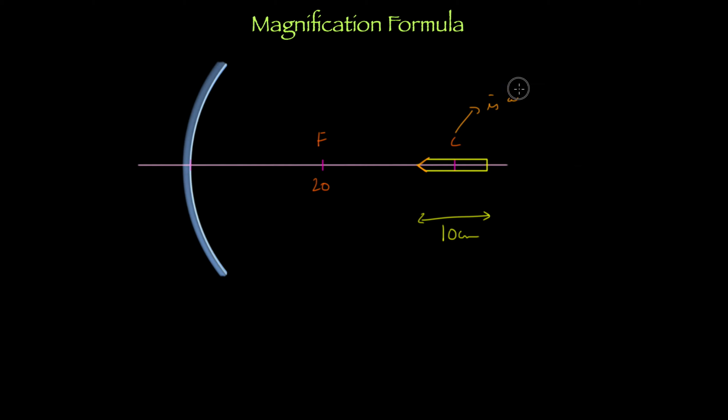C is at the midpoint of the pencil. Is that clear? You have to find the magnification. Mind you, since it's a homework question, you will not be doing a V by U formula or a minus V by U.